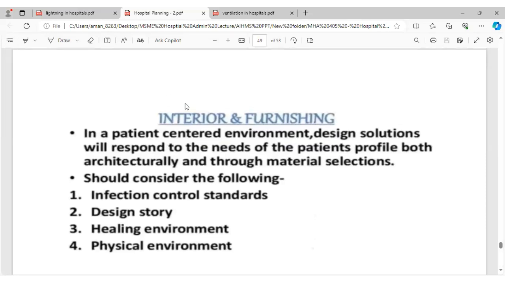In a patient-centered environment, design solutions will respond to the needs of the patient's profile both architecturally and through material selections. Should consider the following: infection control standards, design story, healing environment, and physical environment.